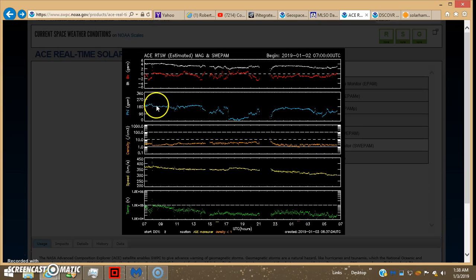But here's the phi angle. We were running pretty steady there. Remember this morning, that's what I put in my video. Then things started to break up as far as the interplanetary magnetic field stability and connections, and then it dropped all the way down at 1700 UTC.